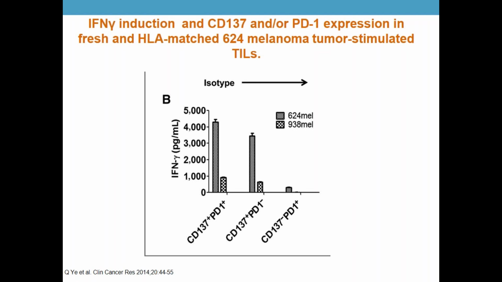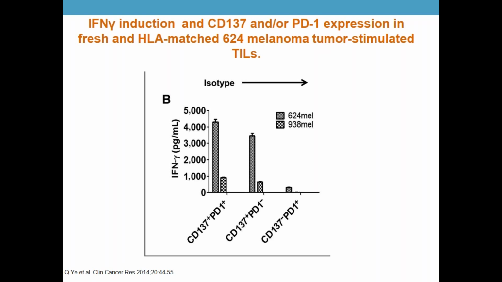Now, CD137, I told you, is essentially a stimulatory immune checkpoint. It's the same thing as 4-1BB. Now, if you look over at the right at CD137 negative PD-1 positive, you'll see that even though you'll have a group of cells with PD-1 positive, if they're CD137 negative, they're not really going to be producing a whole lot of interferon gamma.